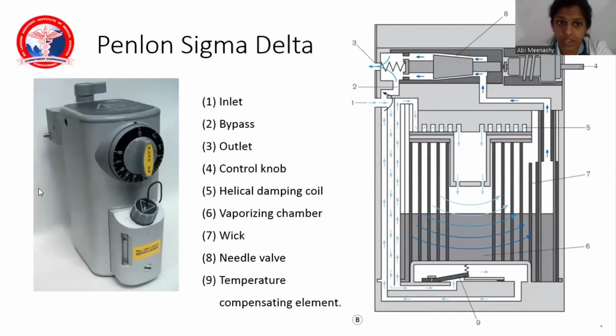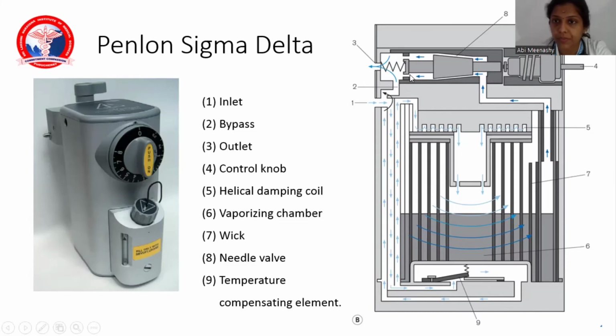Here the concentration dial is in front. All this time we saw the concentration dial was on top. Here the concentration dial is in front. So follow these arrows. One is your inlet. Fresh gas flow goes like this. 2 is your bypass chamber. If the concentration dial is open, what will happen? It will go into the vaporizing chamber. If it's closed, it will go only inside the bypass chamber. It will just come out like this.